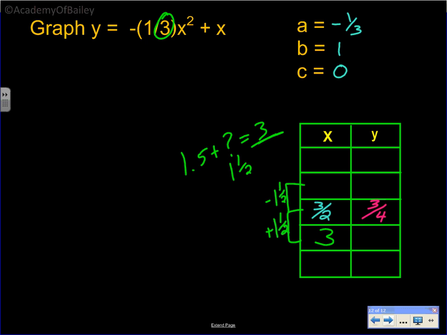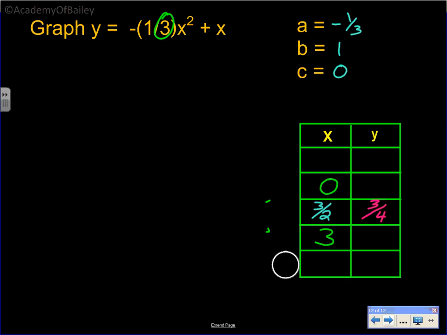Down 1.5. Well, 3/2 is equal to 1.5. So if we say 3/2 minus 1.5, we're going to get 0. And that's a good number to work with, right? 0's lovely to work with.